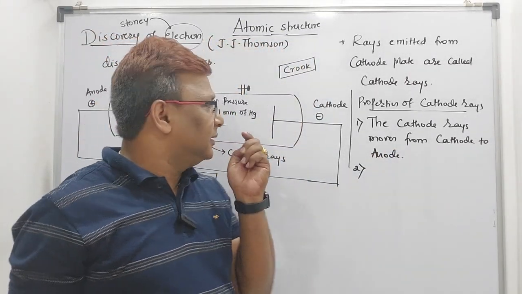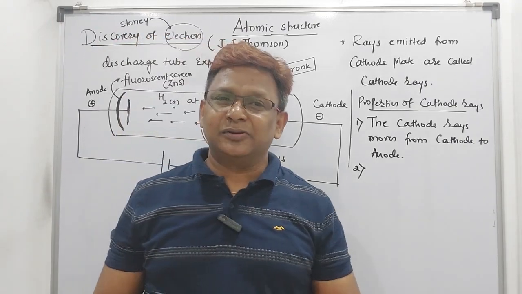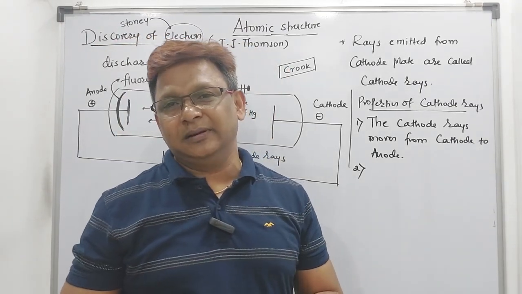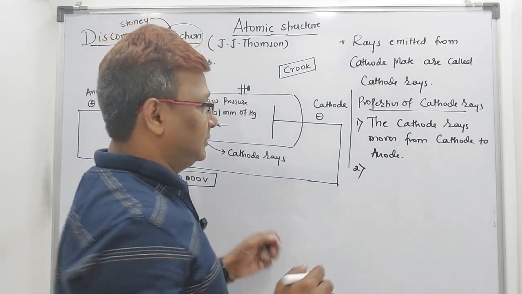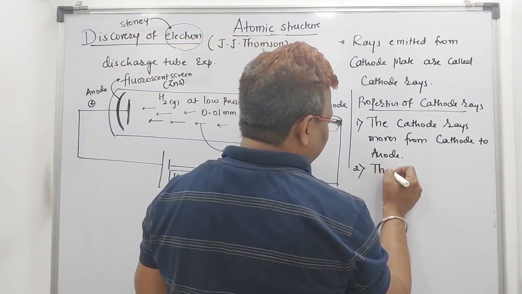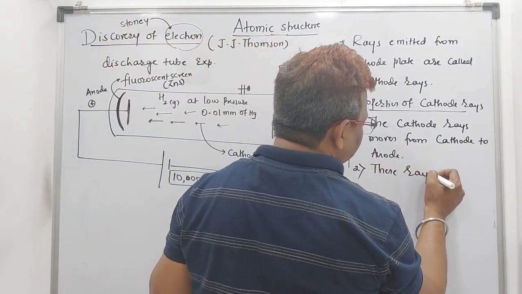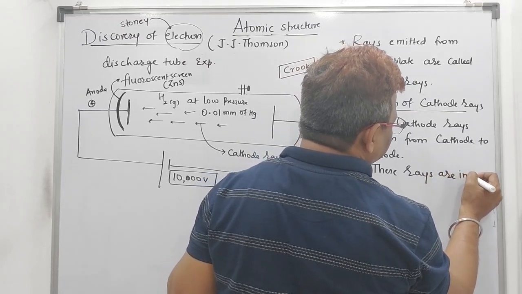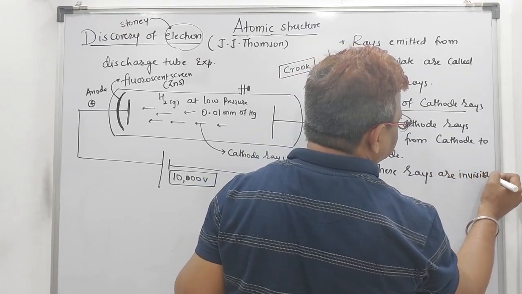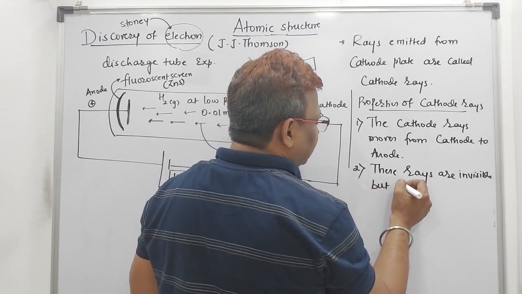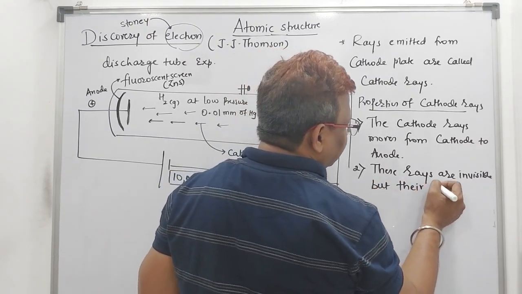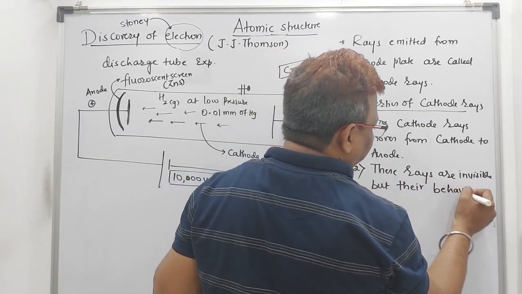The second property we can say: these rays we cannot see, beta. So we can say these rays are invisible, because we can't see these rays, but their behavior can be observed.